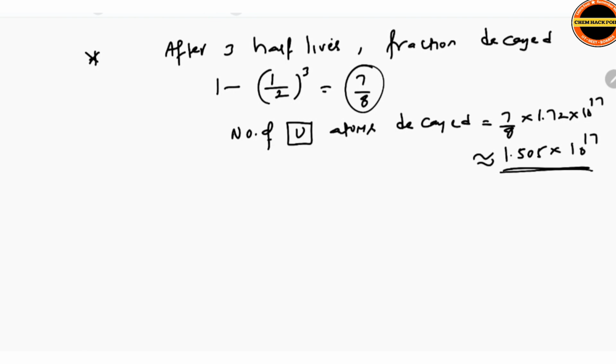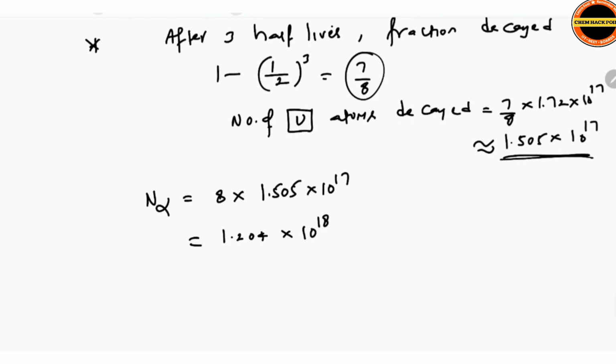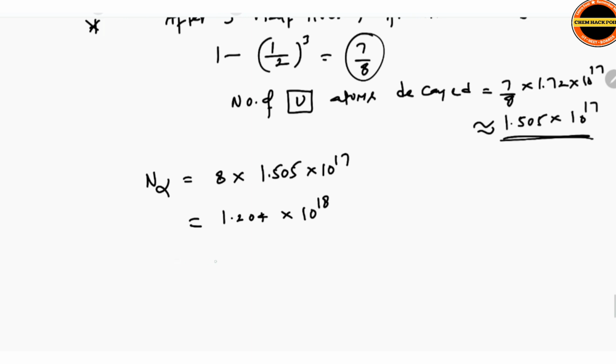But what do we need to find here? Alpha. The number of alpha is equal to 8 into 1.505 into 10 power 17, because each decay emits 8 alpha particles. That's why we are getting 1.204 into 10 power 18. They mentioned in the question that the number of alpha is Z into 10 power 18. Hence the Z value is 1.2, approximately 1.2 is the answer.